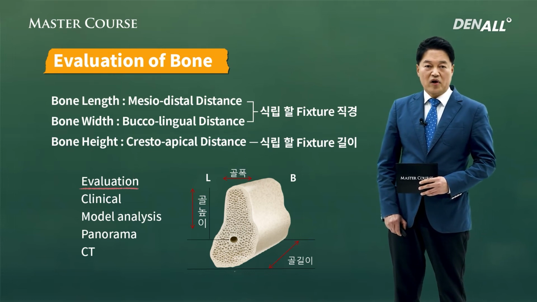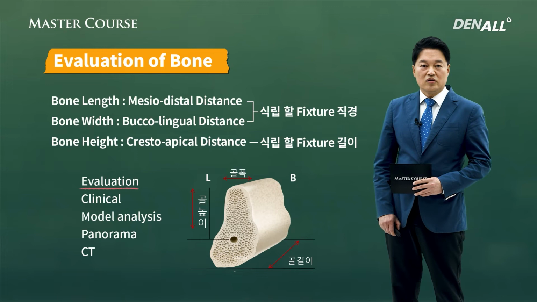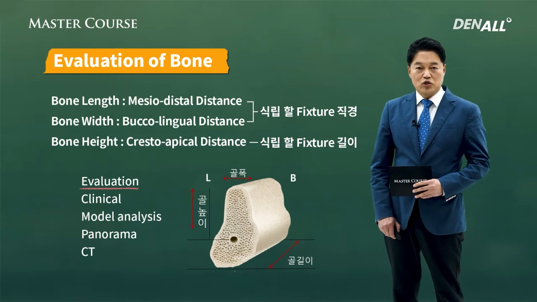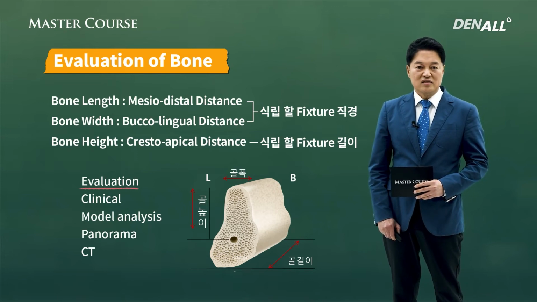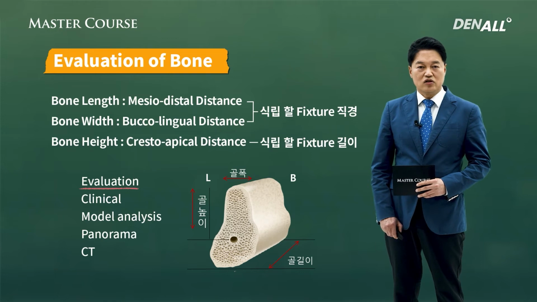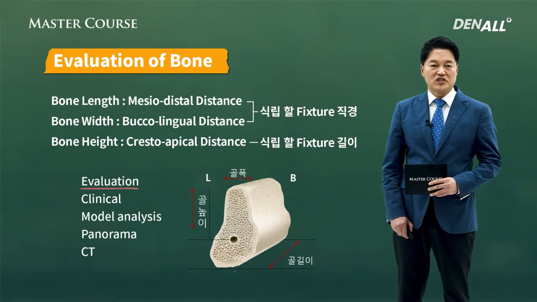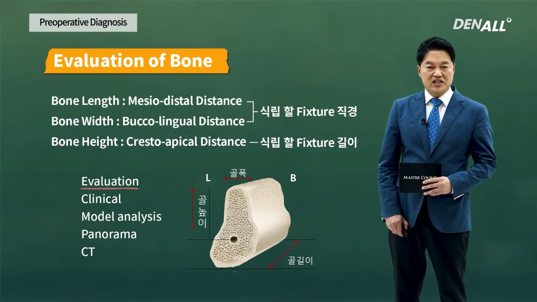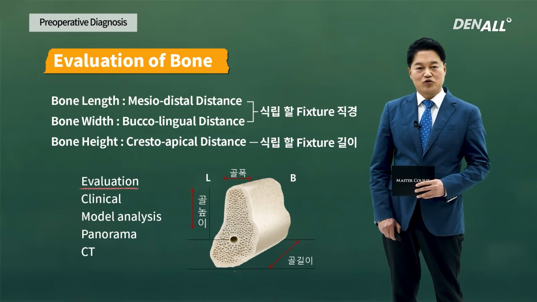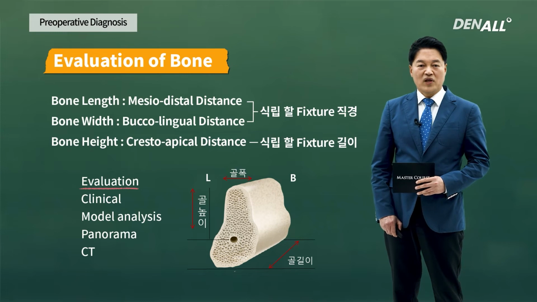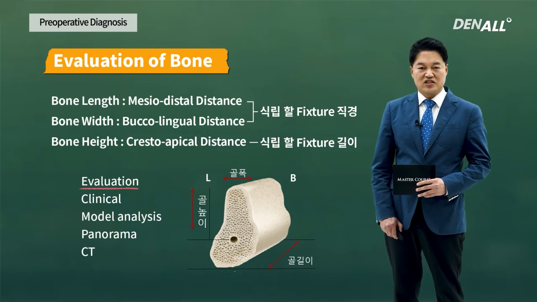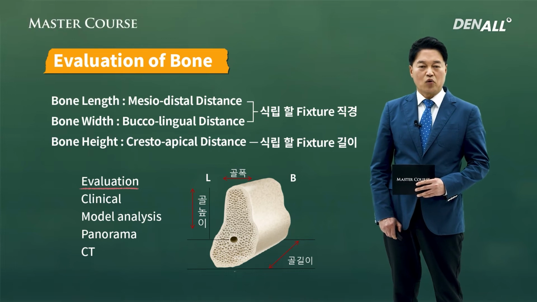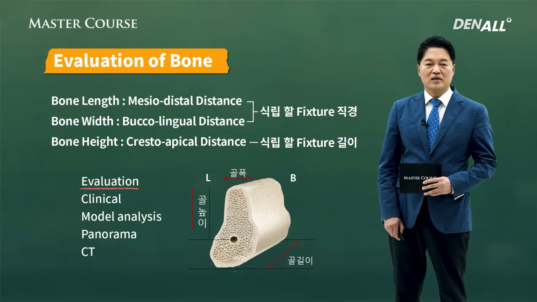Ways to evaluate bone. First, bone length, mesiodistal distance. This can be done using model analysis or within the patient's mouth. Bone width, buccal lingual distance, can be determined using CT. Bone height, crestoapical distance, can be checked, as I mentioned earlier, on the panoramic view. If it is vague there, you can take a CT again to accurately assess the situation.